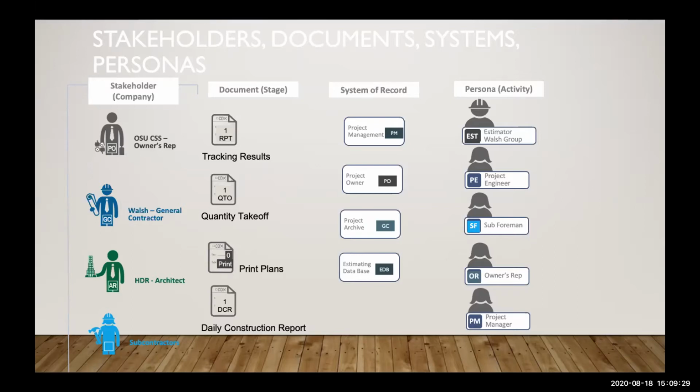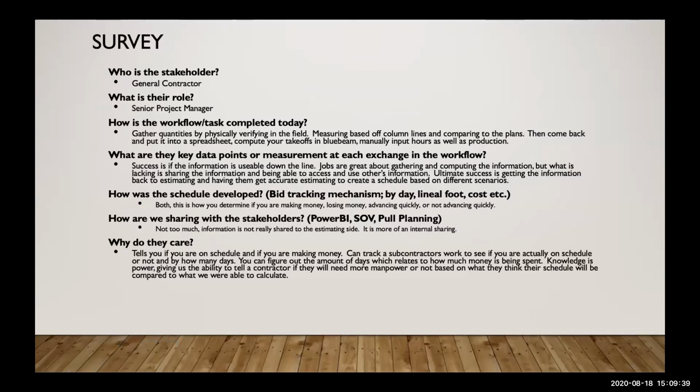Once the production tracking is completed, it's sent to project management, which would be connected with Walsh as project owner. The project archive would be SharePoint. So it's kind of an internal database or an archive through Walsh. And then also into the estimating database within Walsh.